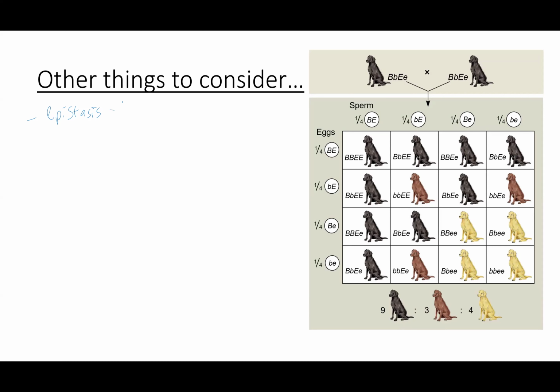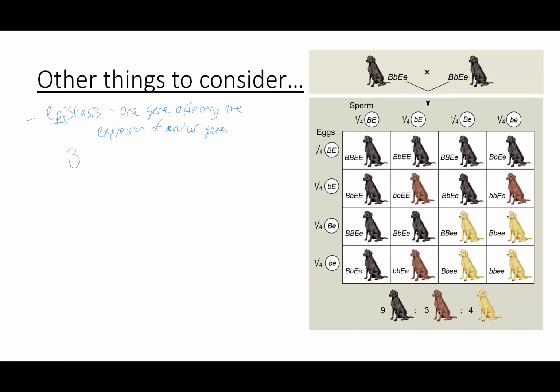So we're talking about one gene that's affecting the expression of another gene. There are two different loci on the chromosome, but one gene affects the expression of the other gene. Epi means above, so this idea of having control over the expression of another gene. In this case, we have black labs, chocolate labs, and golden labs. And so we have two genes here.